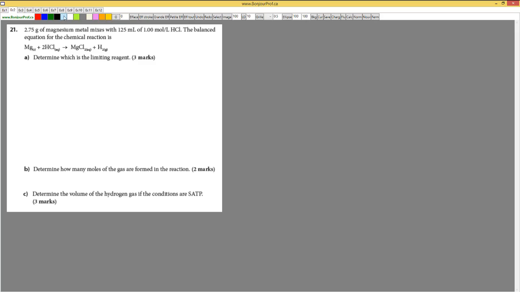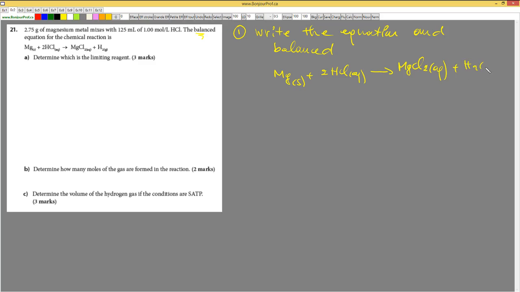So you have the equation here. You have to balance it. First, they balanced it for you. So the first step: write the equation and balance it. But it is already balanced because they said it is already balanced. So I'm only going to write it: Mg solid plus 2HCl aqueous will give me MgCl2 aqueous plus H2 gas.